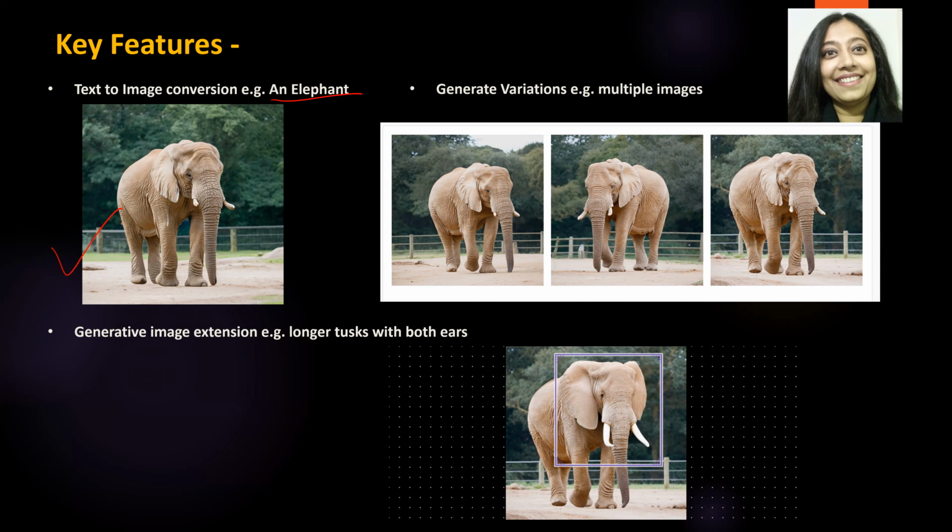Very simple, very straightforward. Then I said, okay, I want to generate variations of this particular image. So these are the different variations that were generated and shared with me.